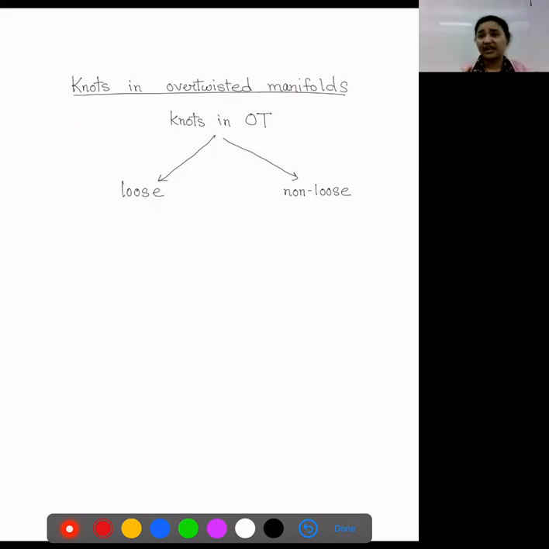And how it can happen is, if the knot intersects every over-twisted disc in the manifold, then by removing the tubular neighborhood of the knot, I'm also getting rid of the over-twisted discs. So the manifold becomes tight. So that's why there are two types of knots. Non-loose knots are those knots with tight complement, and loose knots are those with over-twisted complement.